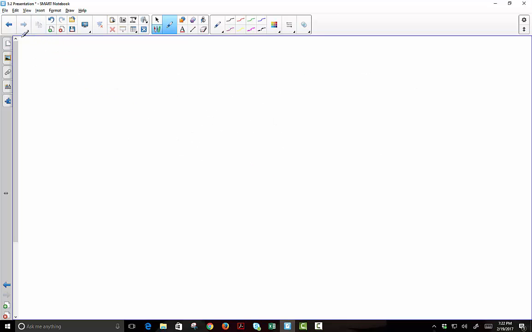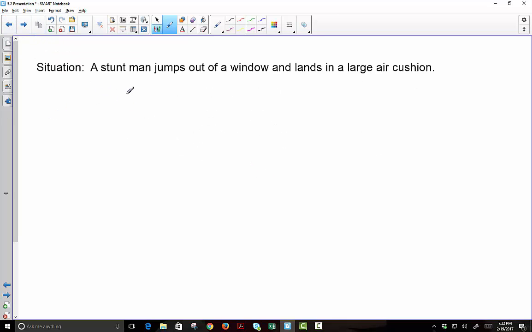So let's look at an example, and we'll do an energy bar chart for this. A stuntman jumps out of a window and lands in a large air cushion. So this guy's up on a building or something, and then he jumps off. And luckily there's a big air cushion that catches him.